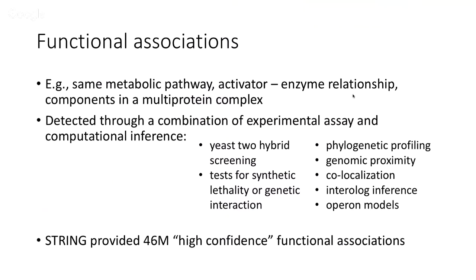But there's other types of functional associations too, such as two proteins being in the same metabolic pathway or being involved in a multi-protein complex. These can be detected through computational or experimental assays. And we use 46 million of the highest confidence functional associations, which combine this data into a database called STRING. So when I mention STRING, I'm talking about predicted or experimentally verified high confidence functional associations that we got.